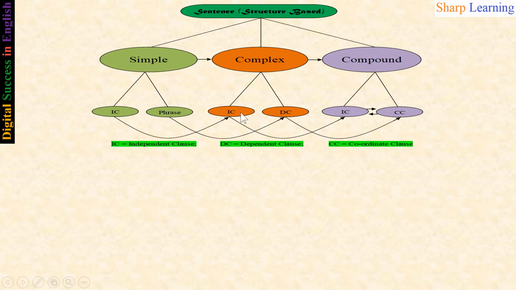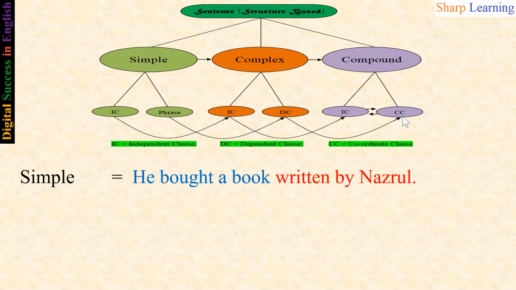From complex to compound, the IC of the complex sentence will go to the IC of the compound sentence. It will remain the same, but the DC of the complex sentence will be transferred into a CC. Then it will be a compound sentence. We are going to give an example.